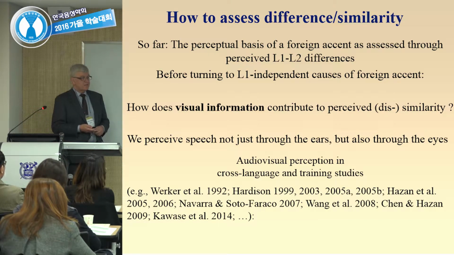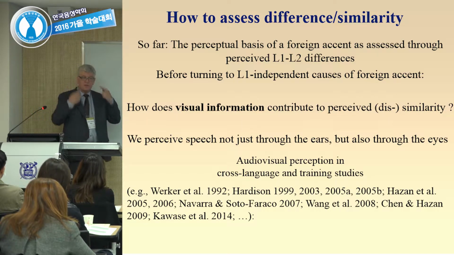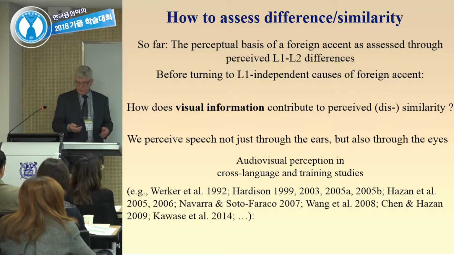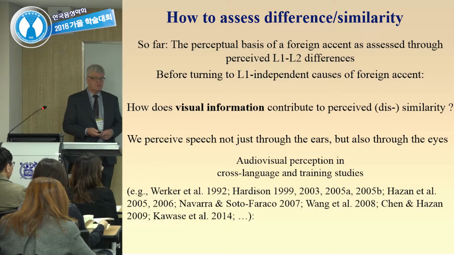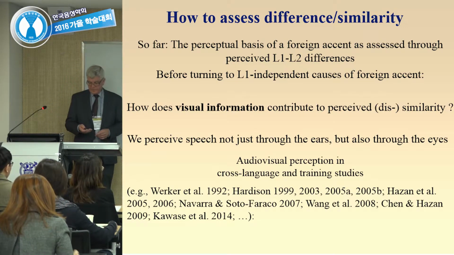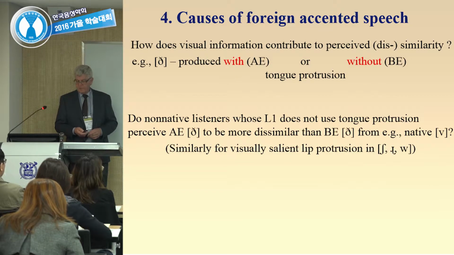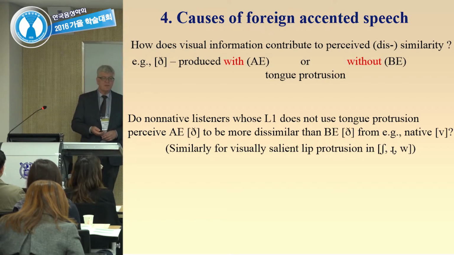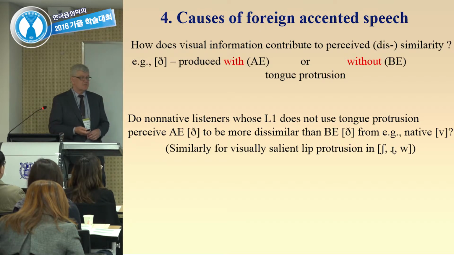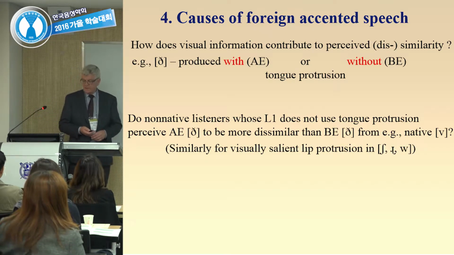Here's another question. We sometimes tend to forget that speech perception does not just go through the ears, it also goes through the eyes. We perceive speech not just through the ears, but also through the eyes. And there are quite a few studies that have made use of this for perceptual training and looked at how second language learners make use of visual information. But we don't really know how this affects perceived dissimilarity. And here's just one example. I'm sorry I couldn't find a human face for this.